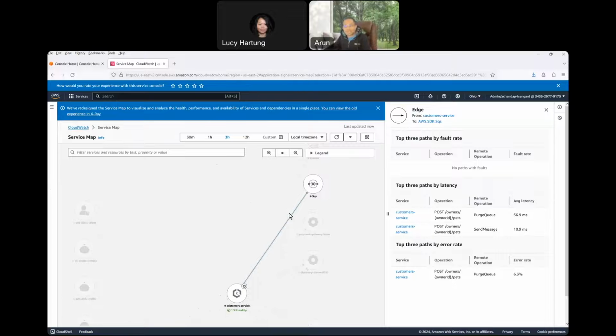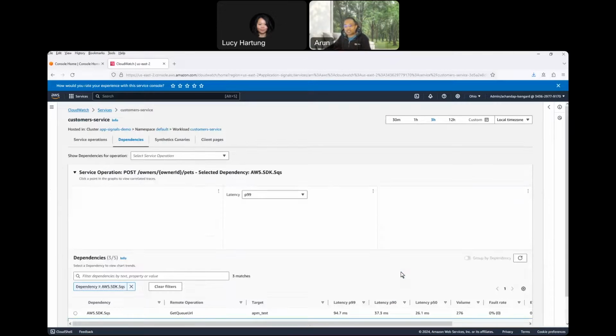Joe clicked on that link and it immediately did bring a pop-up. He was looking at any faults, the latency, nothing bad. But this took his attention. He could see that this particular service, customer service, has an error rate, and particularly on the operation purge queue. What did Joe do? Joe clicked on that particular service.